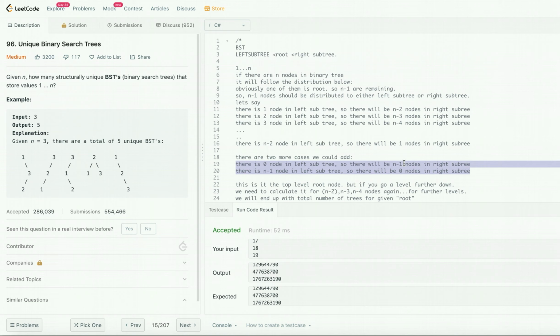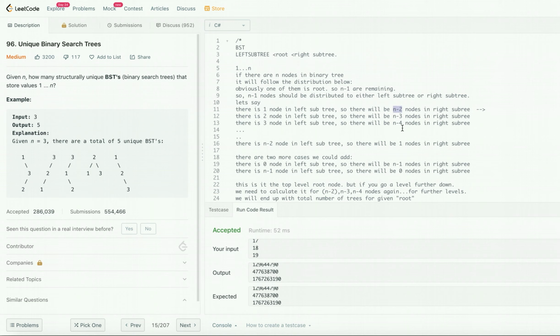Now since we are dealing with one node at a time, out of n nodes we picked one node and we distributed the remaining n minus 1 nodes into left and right subtree. Now let's go with this example further. There is only one node on the left subtree, so we will not be able to make more than one tree with that. So that is constant, but there are n minus 2 nodes on the right subtree.